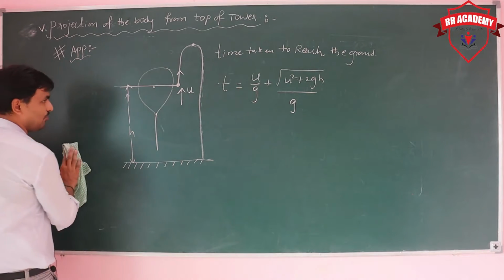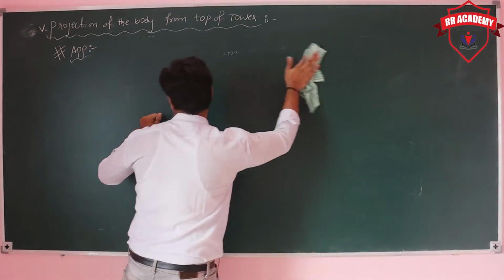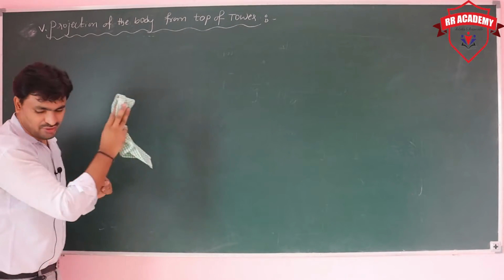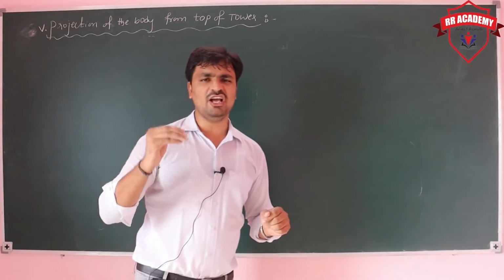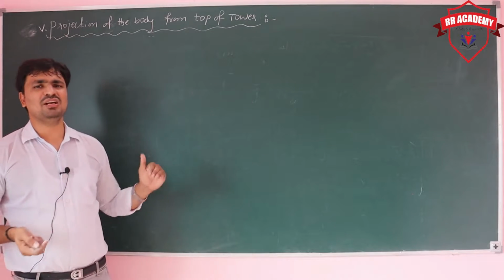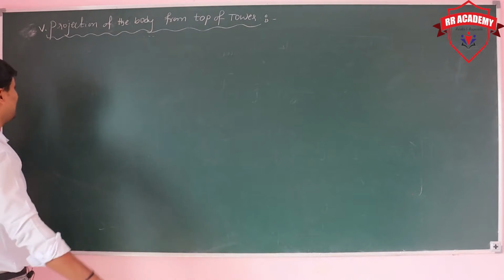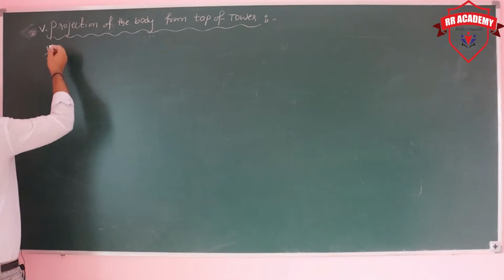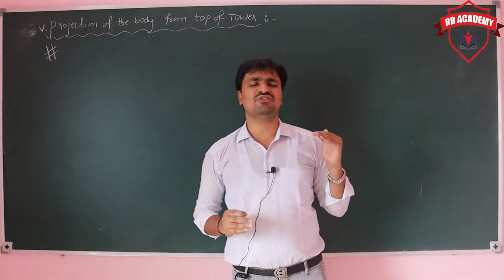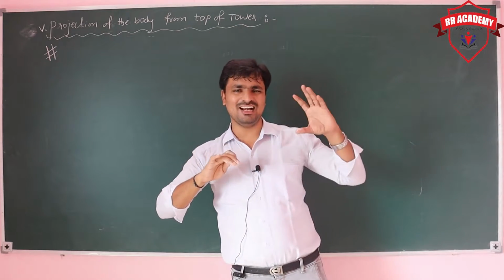And we have one more application of this vertical projection. When we project the body from the top of the tower vertically upwards, it is the same case as the balloon rising while we drop the object. Both are the same case. So let's see one more application, important and very easy. Here I am projecting the body from the top of the tower vertically upwards, as well as vertically downwards, and freely falling.